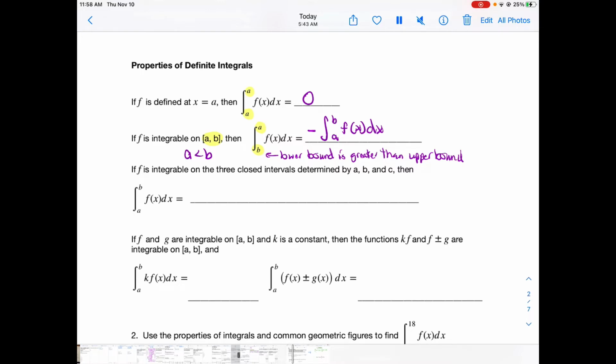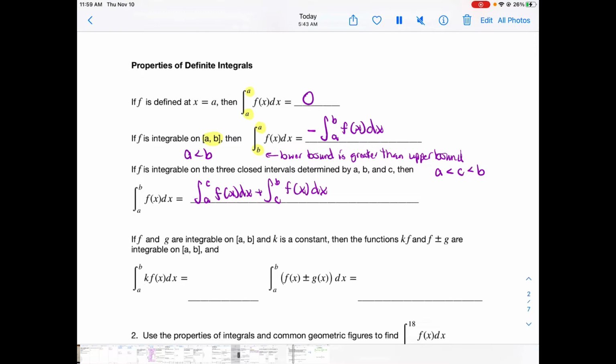three closed intervals determined by a, b, and c, such that c is between a and b, then the integral from a to b of f of x dx can be written as the integral from a to c of f of x dx plus the integral from c to b of f of x dx. So I can break up an integral at any point in the interior of the integral. That'll come in handy later on.